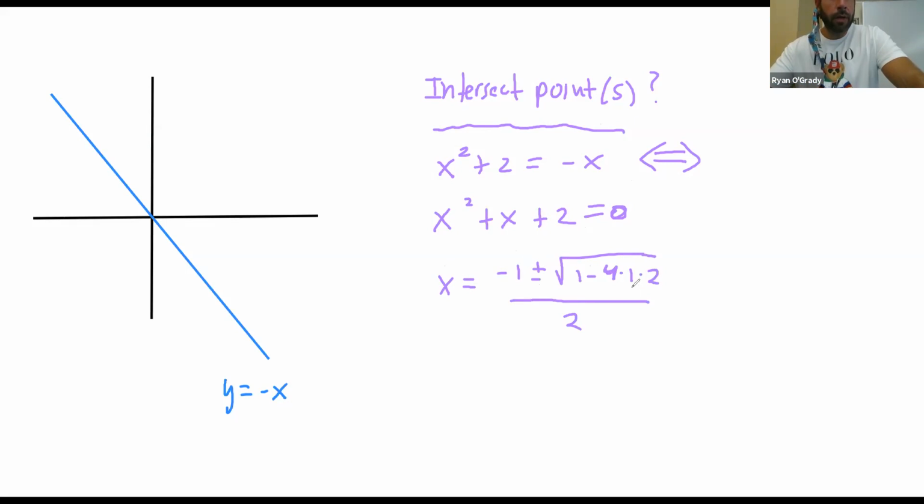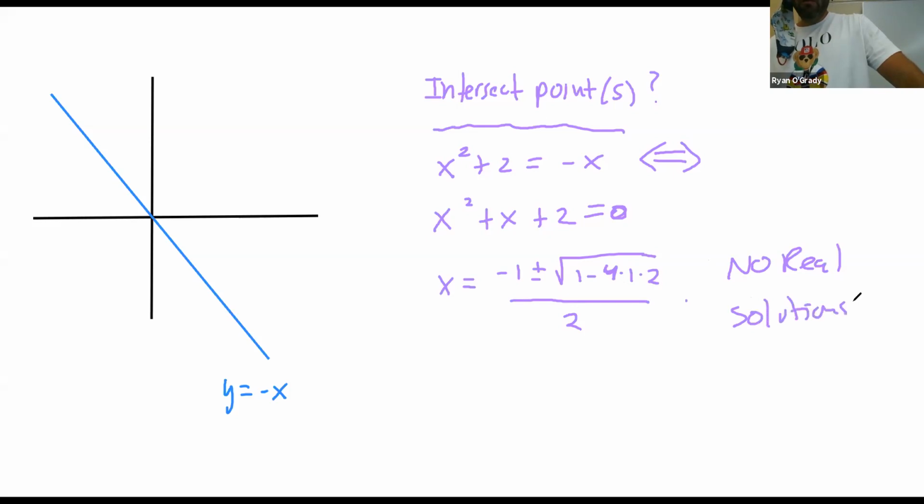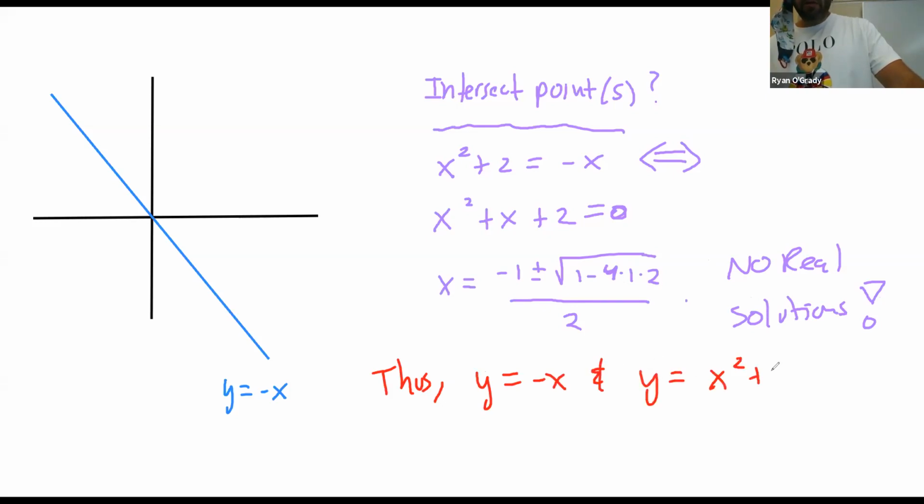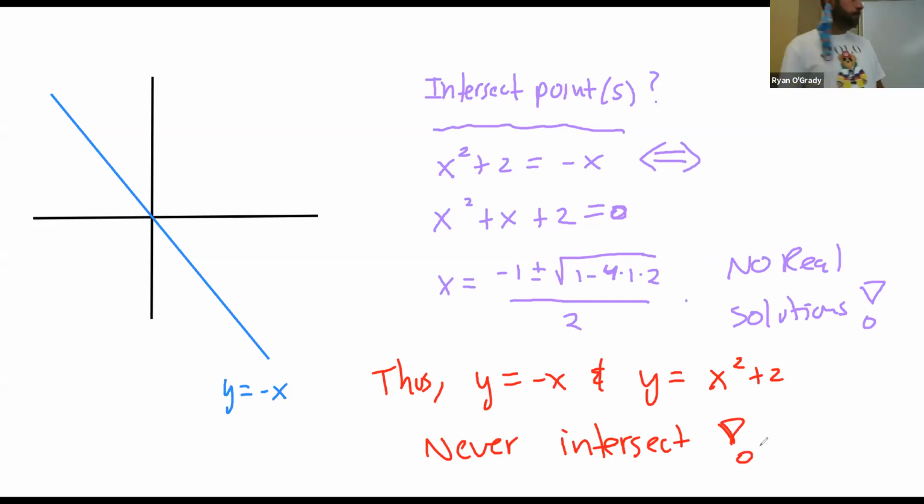But what you notice right away is that this is bad news, right? So there are no real solutions. Correct? All right. So what does this mean? This means that y equals negative x and y equals x squared plus 2 never intersect. Does that make sense?